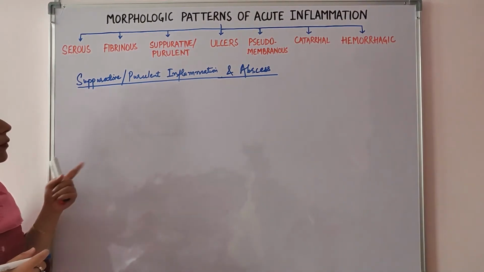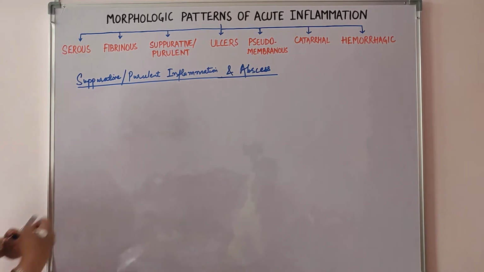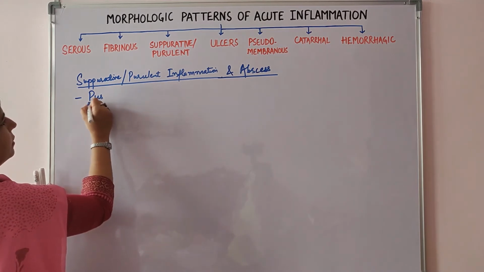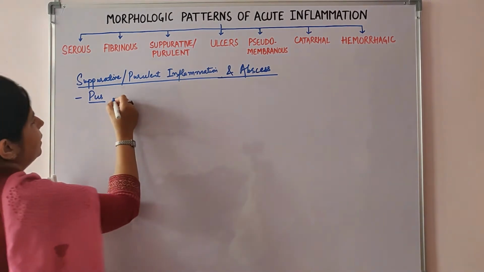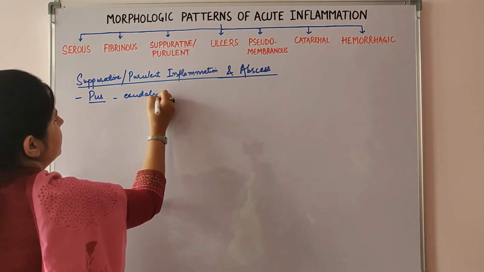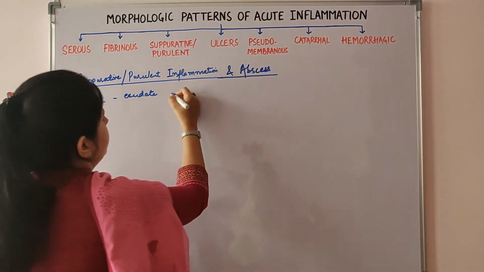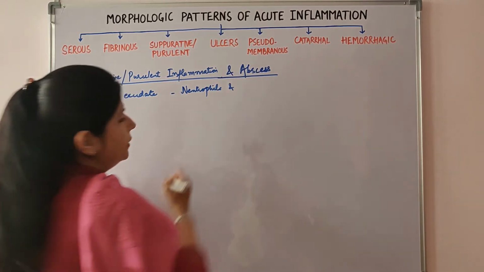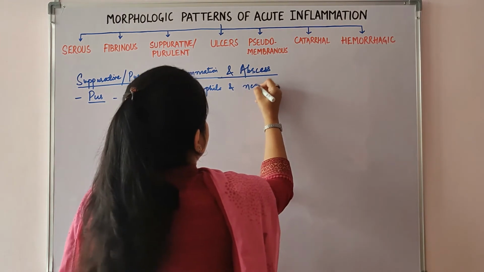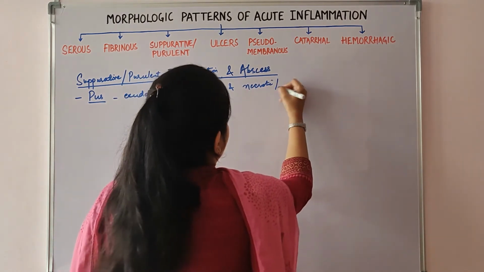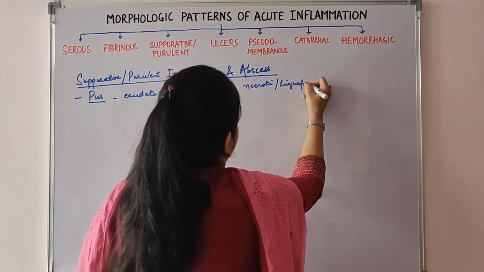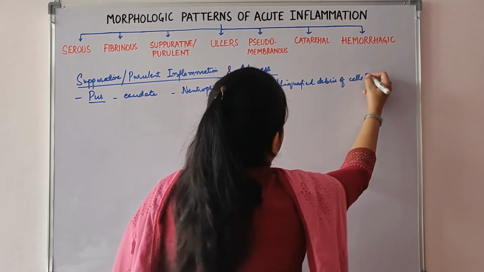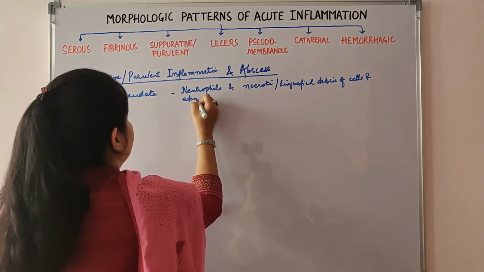Next is the suppurative or purulent inflammation and abscess. Suppurative inflammation is characterized by production of pus. What is pus? Pus is an exudate and it consists of neutrophils and the necrotic or liquefied debris of cells and edema fluid.